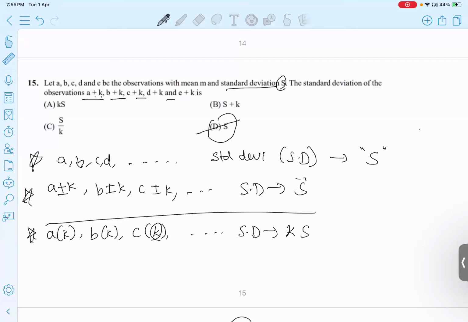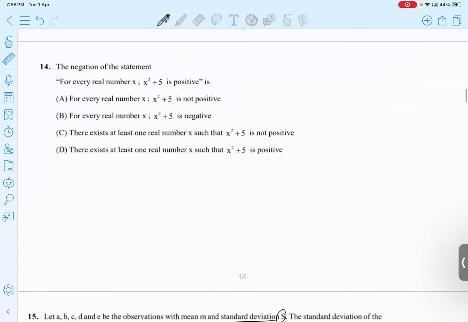Okay. So what did I say? If I add or subtract any constant to the observations, the standard deviation remains the same. If we multiply or divide also, A by K can also be written as the product of 1 by K. If we multiply any constant to the observations, then the standard deviation will be K times, that is the constant times the standard deviation of the original ABCD observations. Fine, students. So moving to the next question.